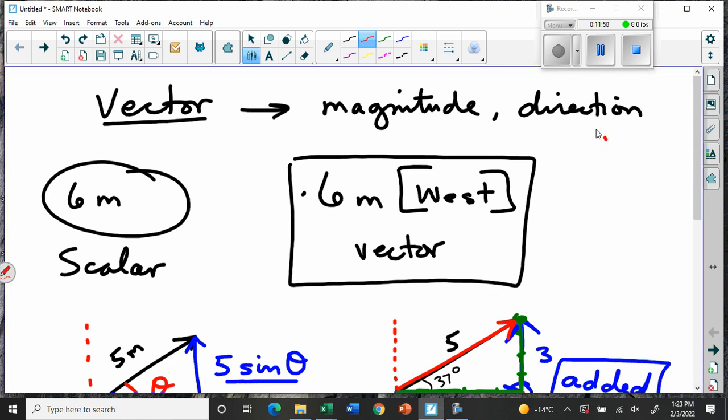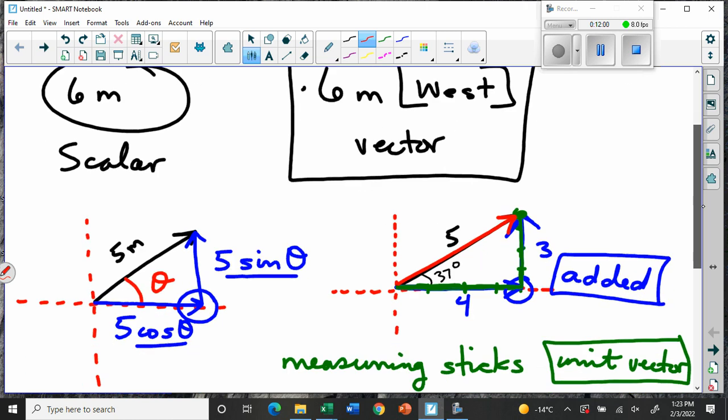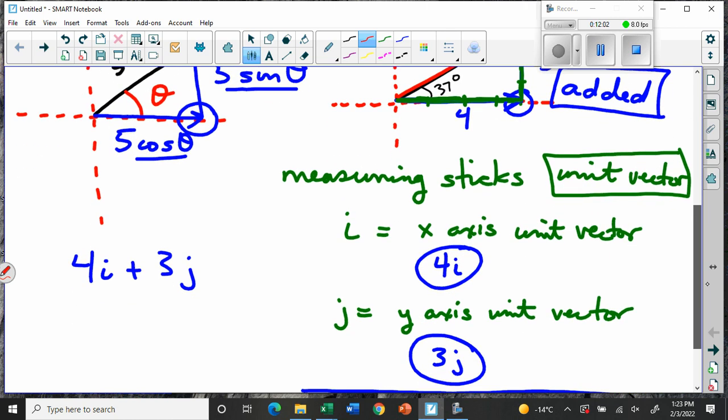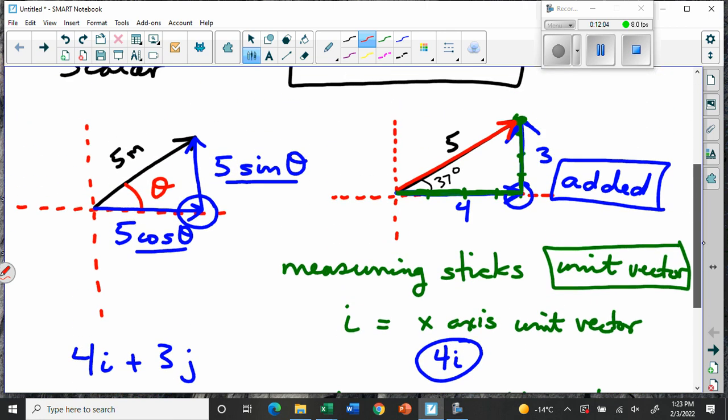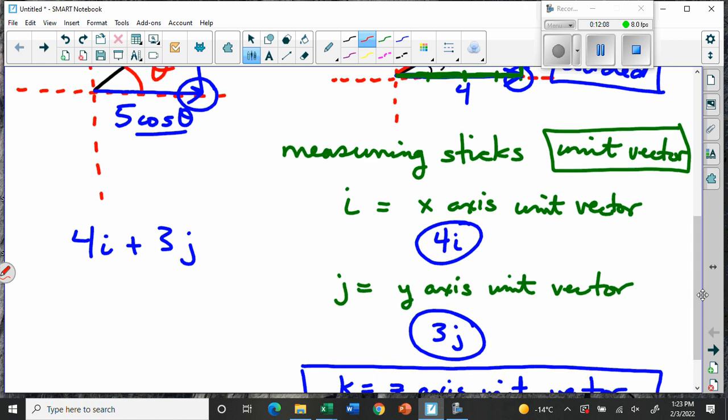Okay, so that's how we can describe this vector. We can call it 5 at 37 degrees. Let me show you all the different ways. We could call it 5 at 37 degrees, that's the way we would have done it last year in grade 11.